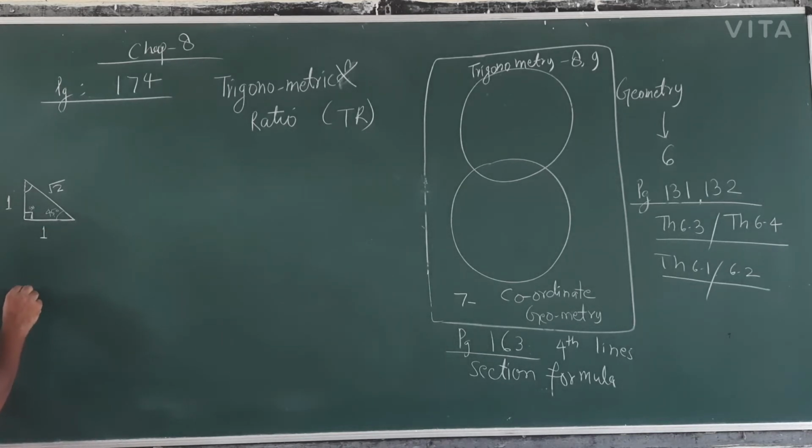Suppose this is 1 and this is 1. Earlier this was under root 2. If I get double of it, I may take 2. This is 2, and this is also 2, and this is a right angle triangle.